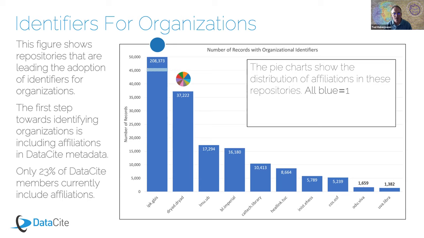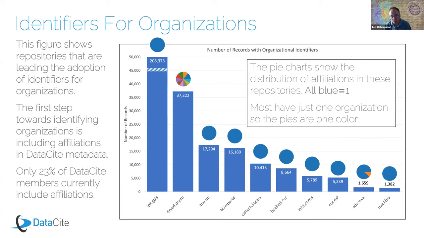The second leading repository here is Dryad. And most people know Dryad, a significant general repository for data associated with papers. And in Dryad's case, their picture is sort of the opposite. In these pies, just because of the way that I got these data, the maximum number of slices in the pie is 10. Dryad actually has thousands of RORs, but the distribution of those is much more uniform across the top 10 and completely different than IPKGBIS. And it turns out that if we look at the rest of these repositories, most of them look a lot like IPKGBIS, and Dryad really sticks out.